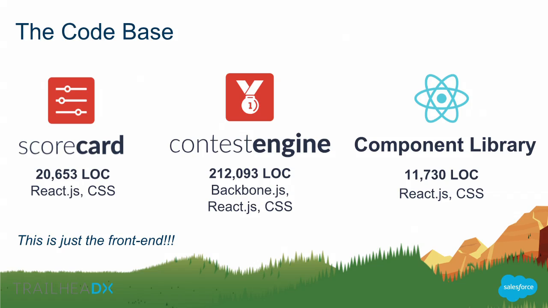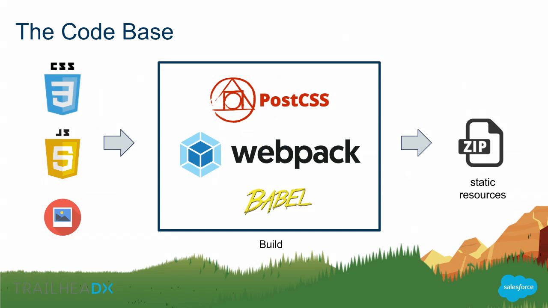And also what we've built is our own component library in React. We started this project about a year ago so that we could share pieces of our interface across our application. So keep in mind, this is just the front end code. This doesn't include Apex, anything other than front end code. So this is JavaScript and CSS. So as you can imagine, taking that and trying to move it into Lightning is a huge challenge.